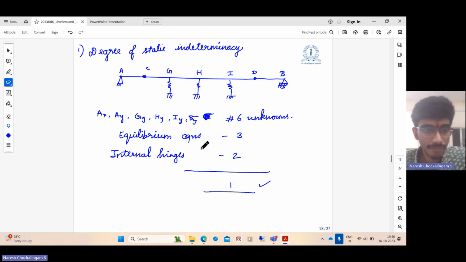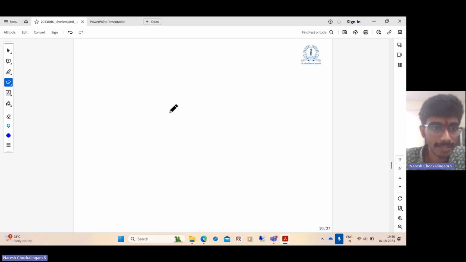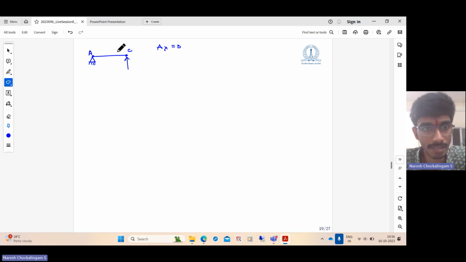Now we can eliminate a lot of unknowns such as AX, AY, and BY by just inspection. So if you look at the span AC, we know that all the forces are vertical, so AX is directly equal to 0. If you look at span AC, this is simply supported. And here you can only have a vertical shear force transmitted. There cannot be any moment. Therefore, AY should be equal to minus CY.